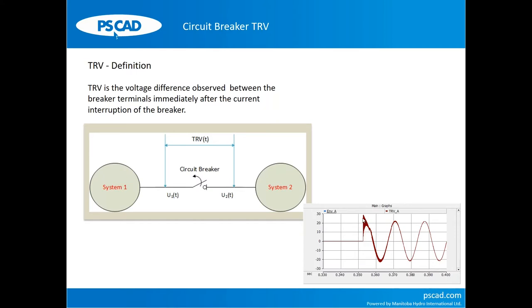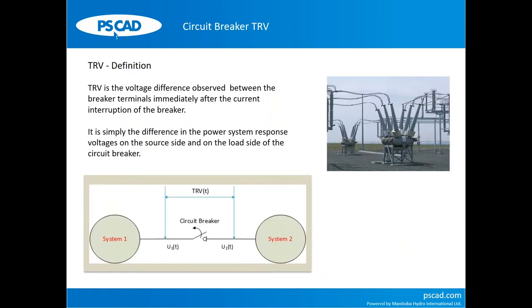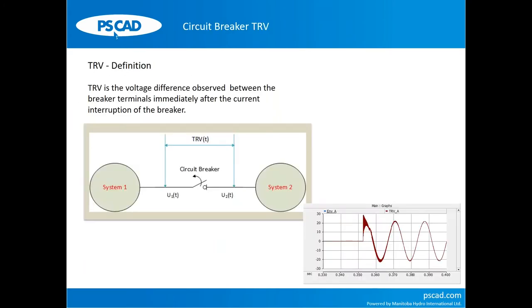If the magnitude of this TRV is too high, or if the rate of rise of this voltage, how fast this voltage builds up, is too much, then the breaker may not be able to successfully interrupt the current. It may restrike. So that is your TRV issue. In other words, you have to make sure that the rate of rise of your voltage as well as the magnitude of the voltage immediately following the current interruption is within the capability of that breaker, right? Each breaker would have a capability to successfully withstand and interrupt a current, assuming that the resulting TRV magnitude and the rate of rise is within a certain limit.